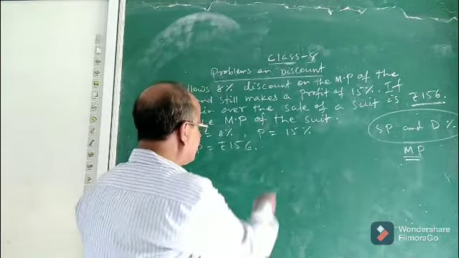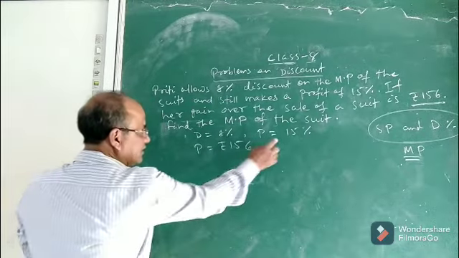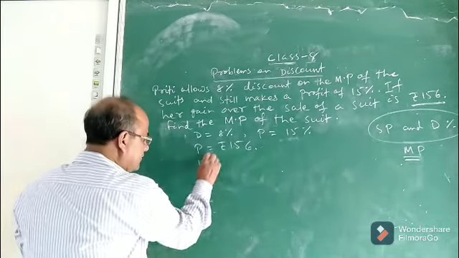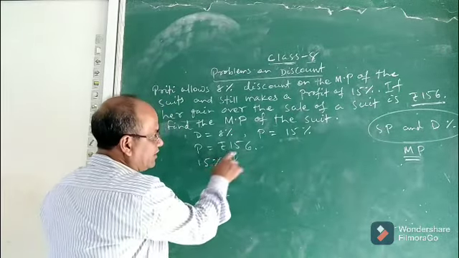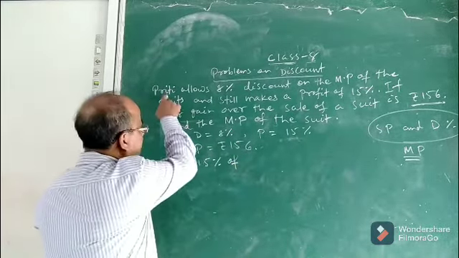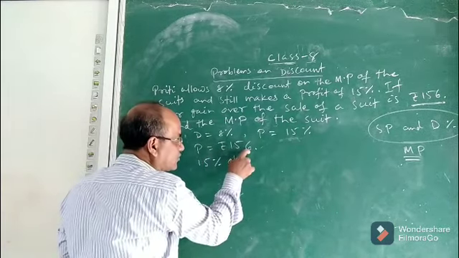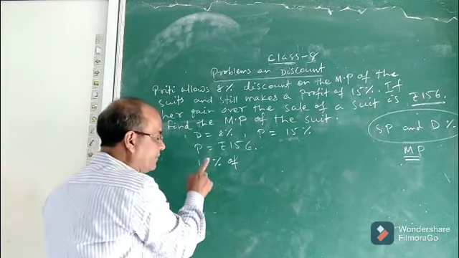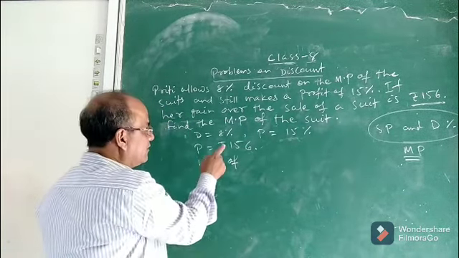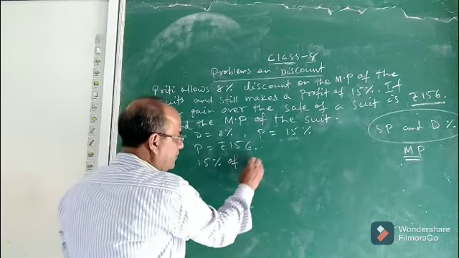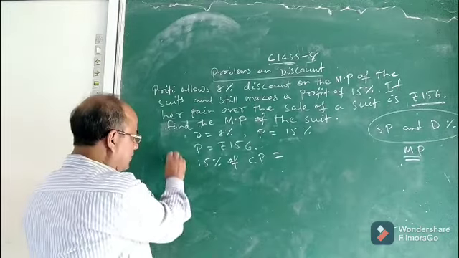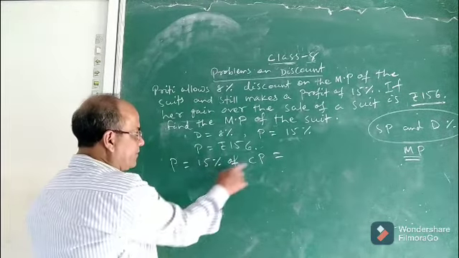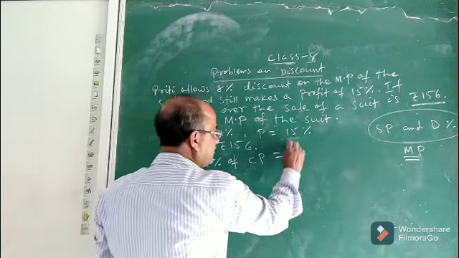That means this 15% profit is 15% of CP, and we are given the profit amount earned by Preeti on selling each suit. So 15% of which amount? 15% of CP. This is the profit now. Profit equals 15% of CP. 15% of CP is given as rupees how much?